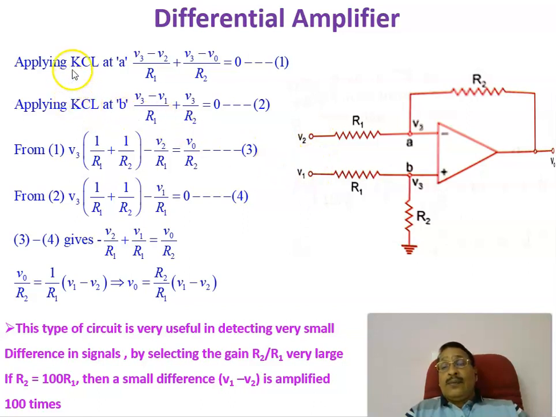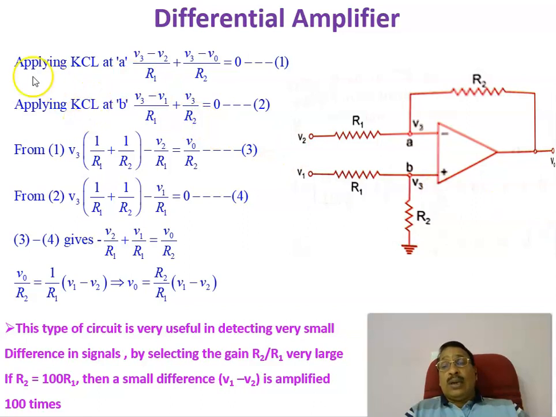In order to find out the output voltage, first assume that V1 is present and V2 is grounded, and see what the output voltage is. Then, in the second case, V2 is present and V1 is grounded. What is the output voltage then? When both are present, it is equal to the sum of these two. That is called the superposition theorem.